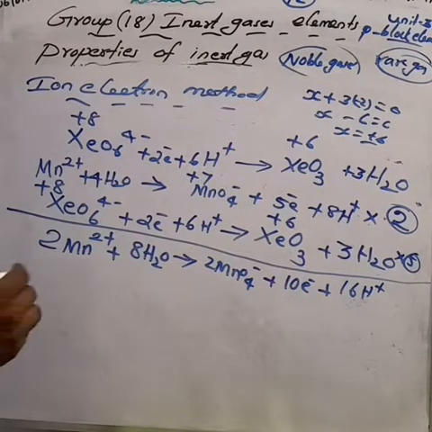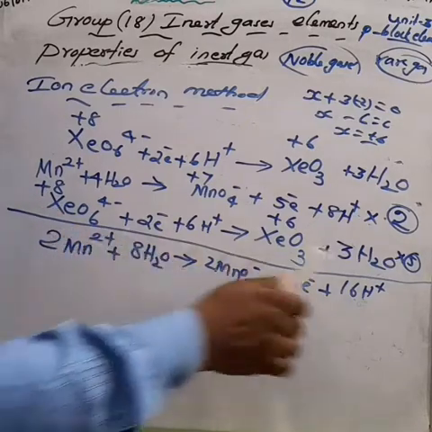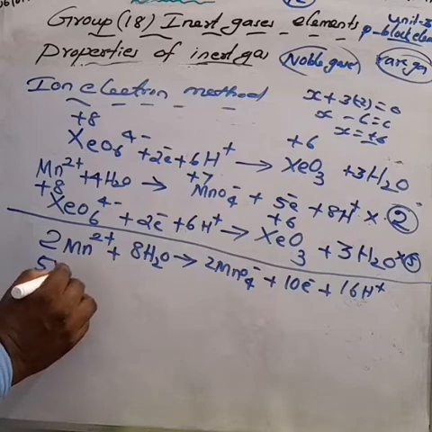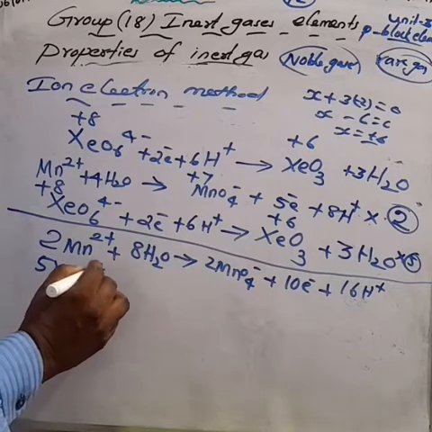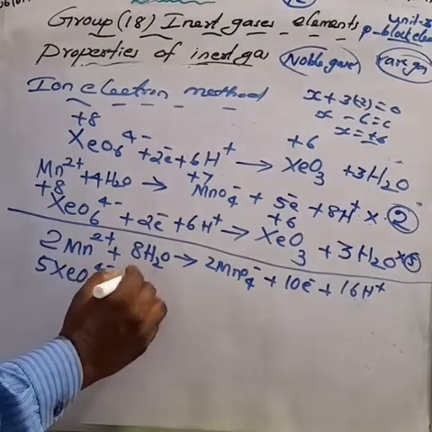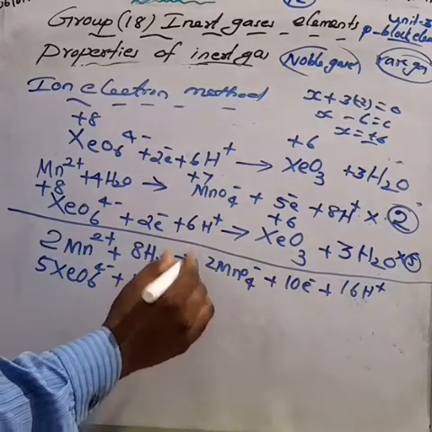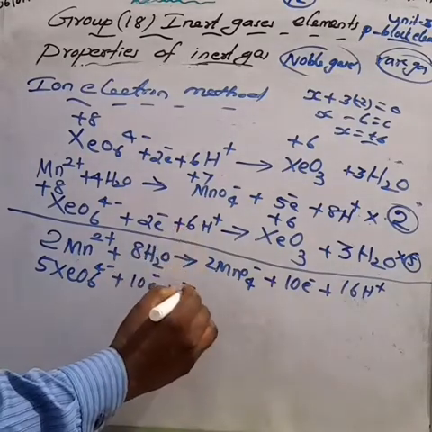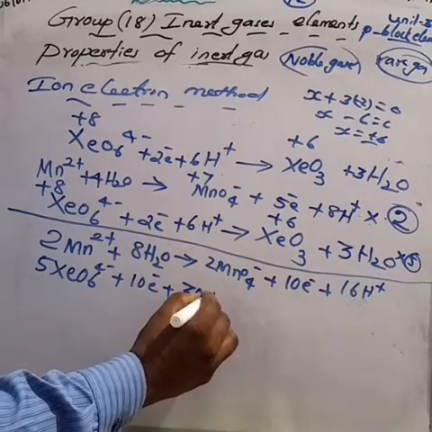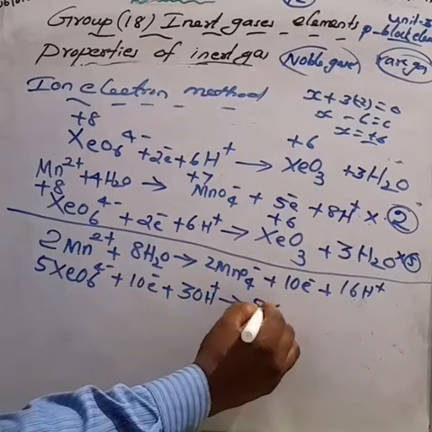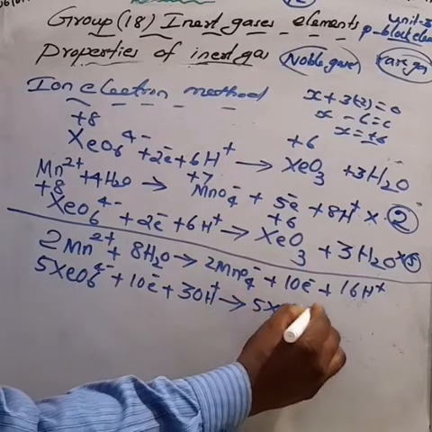The second equation is multiplied by 5: XeO6 4 minus plus 2 electrons multiplied by 5 means 10, then 6H plus ions multiplied by 5 means 30H plus, gives 5 XeO3 plus 15 water molecules.